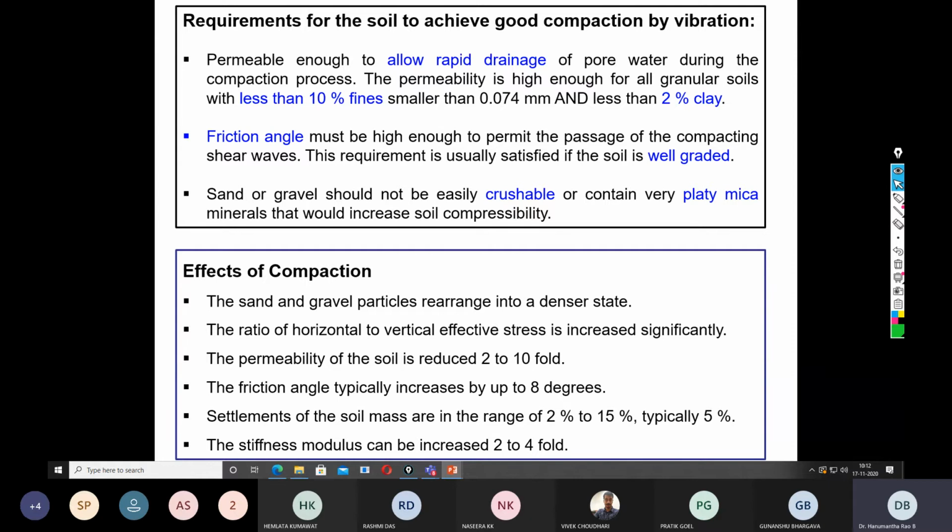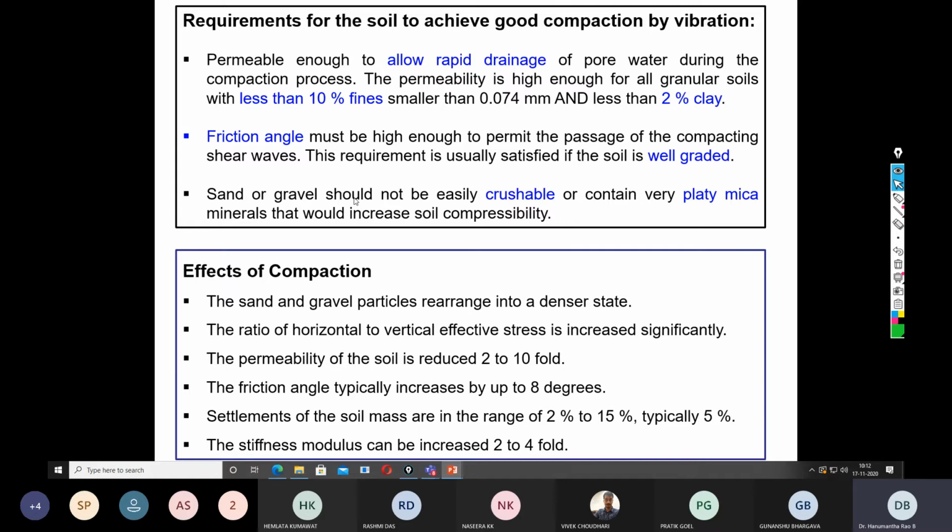So when you select the vibro flotation technique, the friction angle must be high enough to permit the passage of compacting shear waves. Since we are going to use a huge amount of energy, there is a possibility of breakage of the particles. They have to allow the passage of the shear waves. If there was no friction angle and no propagation of the shear waves, then there was no densification. This requirement is usually satisfied if the soil is well graded.